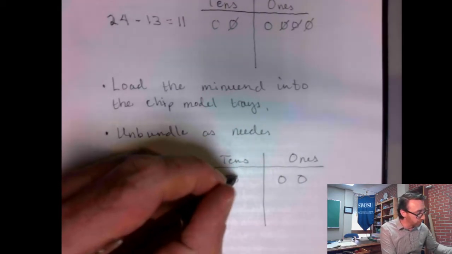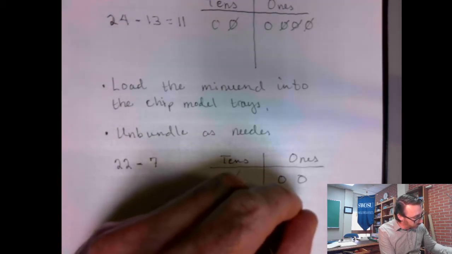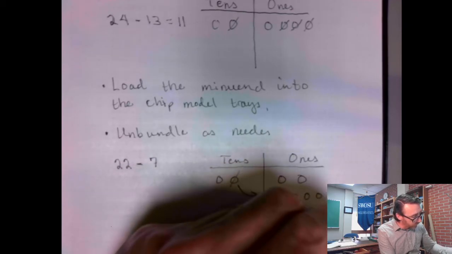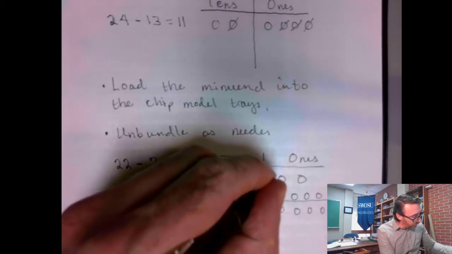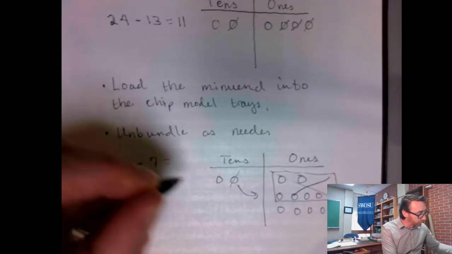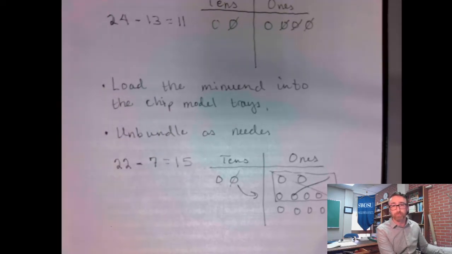I've only got 2. So I take one of these tens and unbundle it, giving me 10 ones. And now I can take away 7. And I can also read off the answer. I've got 1 ten chip and I've got 5 ones.